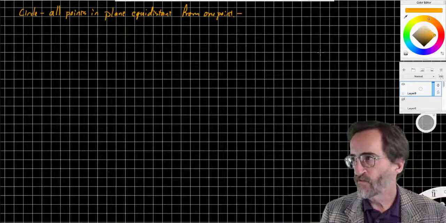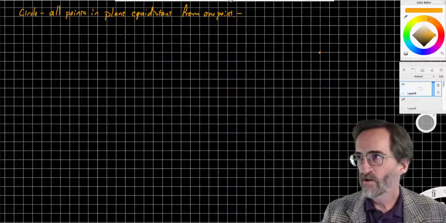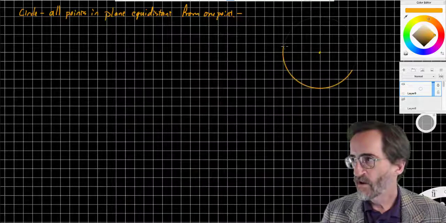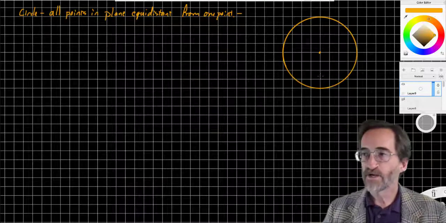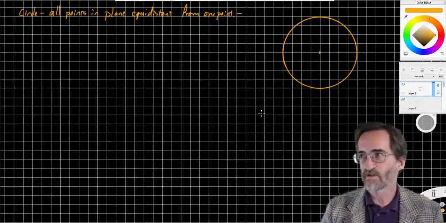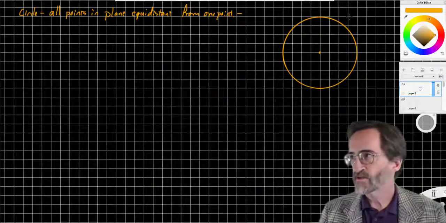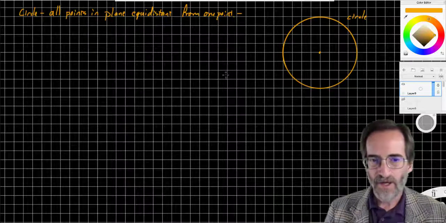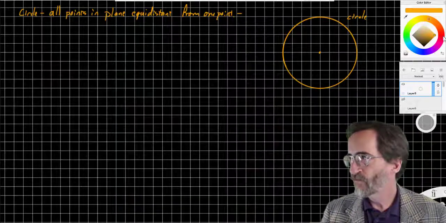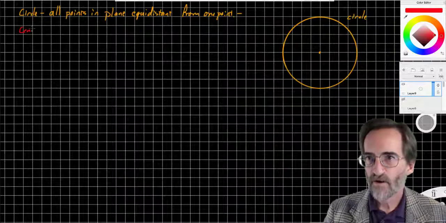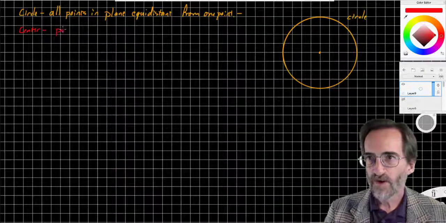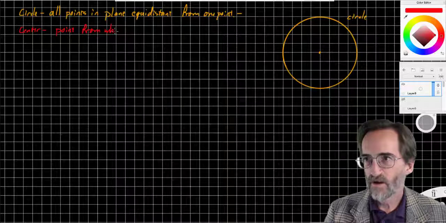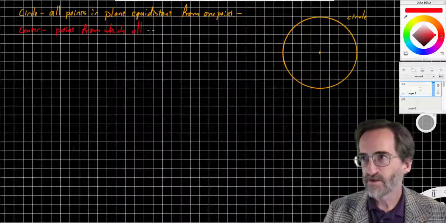Okay, so we've got a point right here. All points equidistant from that point. Note that the center of the circle is not part of the circle, but the circle is all points equidistant from the center. So this is a circle. Okay. And center. The center of the circle. Point from which all points are equidistant.